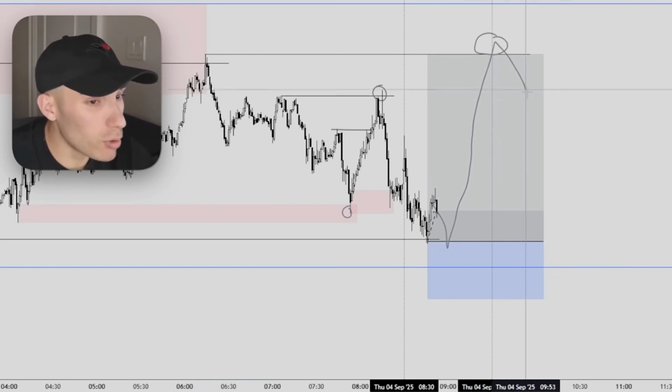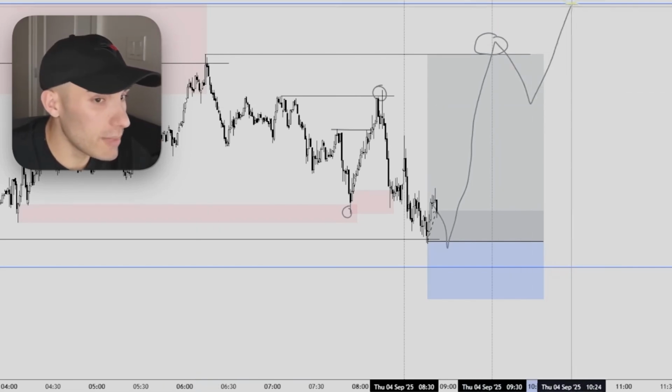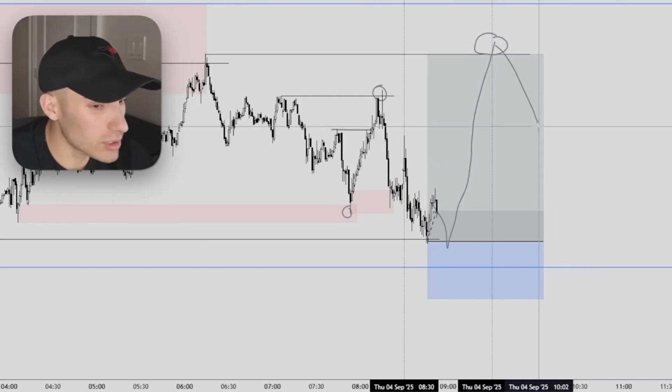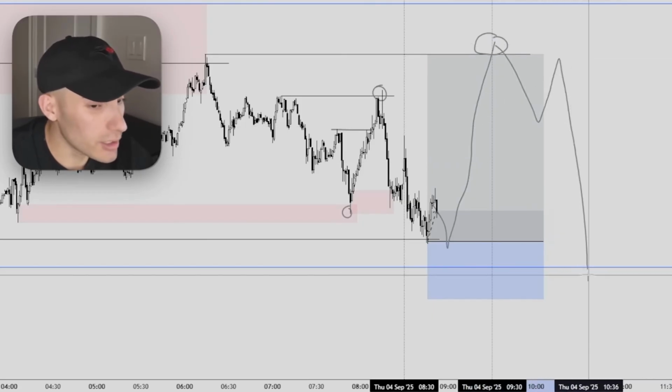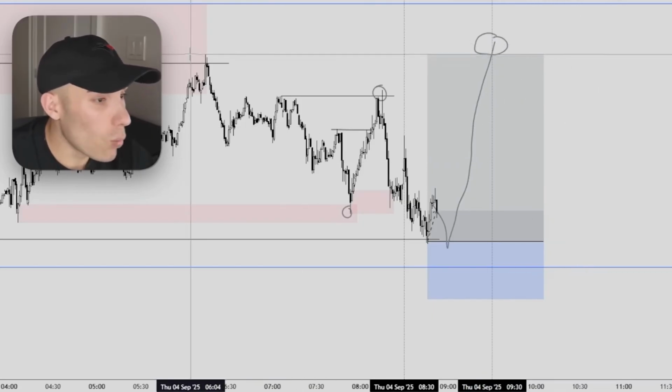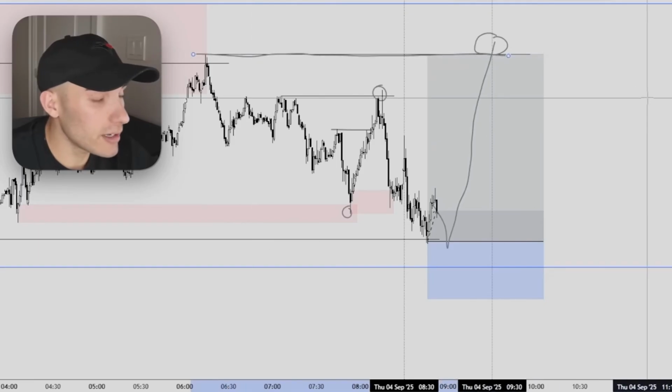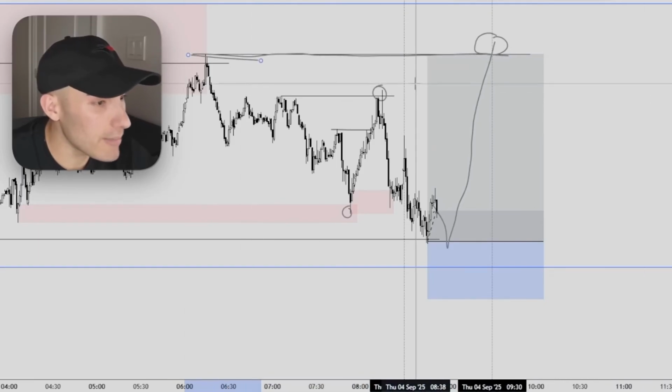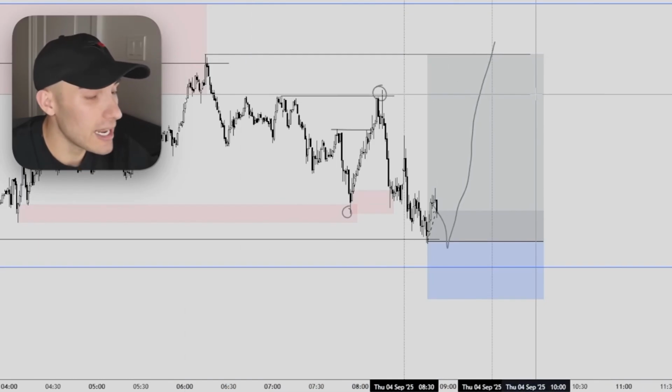So pullbacks can occur. Okay, and then maybe you have that continuation, or sometimes a pullback will occur and then we just go bearish. Okay. However, I want to be able to take advantage of taking profits above this high, paying myself above this high. Because again, I understand that there could be bearish reactions in the market.